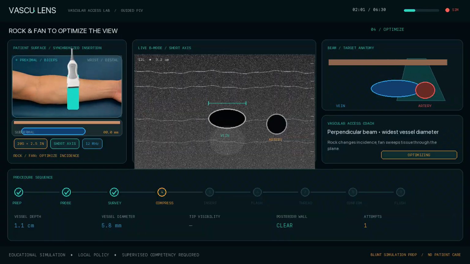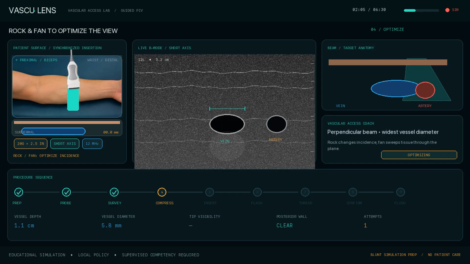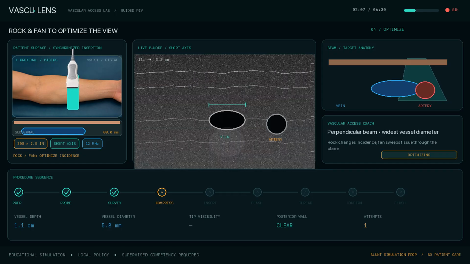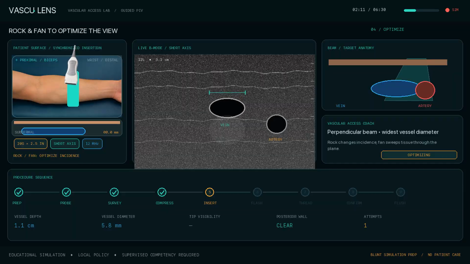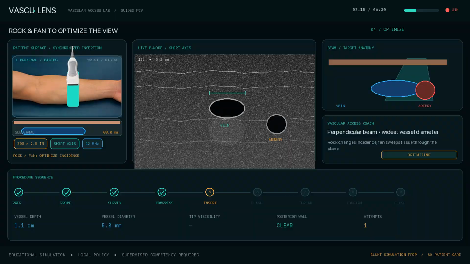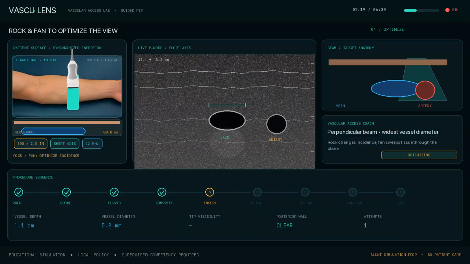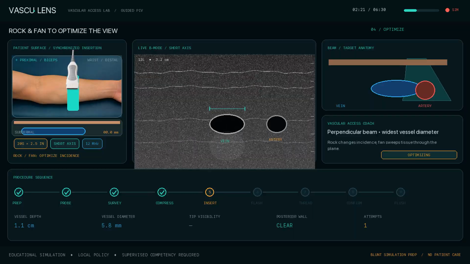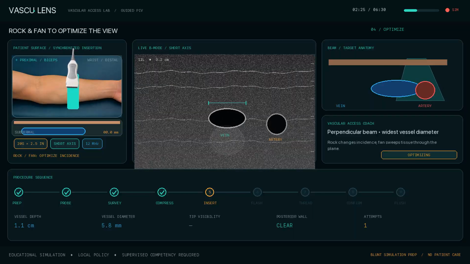Center the vessel, then optimize depth so the target occupies the middle portion of the screen. Adjust gain until the lumen is dark, but the vessel wall and surrounding tissue remain visible. Place the focal zone at the vessel depth. Rock the probe to make the beam more perpendicular. The wall becomes sharper and the target more symmetric. Fan through the vessel to find its widest diameter. Notice that rocking changes brightness and shape, while fanning makes the target enter and leave the imaging plane.